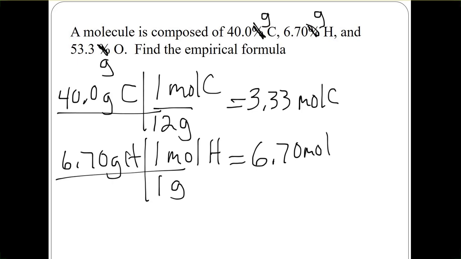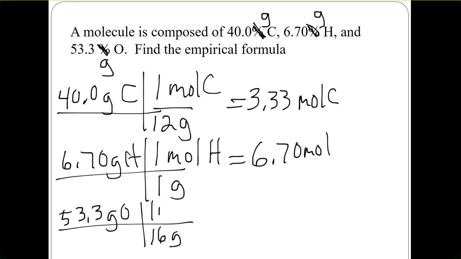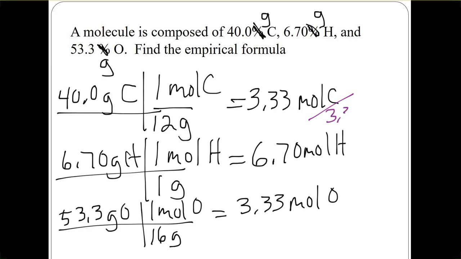And last but not least, we have our oxygen. Looking on the periodic table, 16 grams is equal to 1 mole of oxygen, and dividing through, I get 3.33 moles of my oxygen. Our next thing for us to do is to look for the smallest number and divide through by that. My smallest number is the same number 2 times. So both carbon and oxygen have the smallest number of 3.33. So I'm going to divide everything by that number.